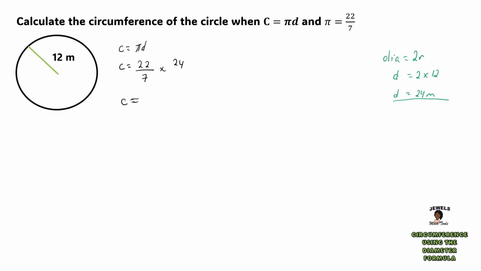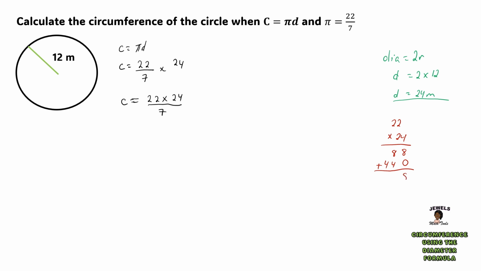So now I'm going to multiply my numerator times my numerator. So 22 is going to be multiplied by 24, and that would remain over my denominator of 7. Okay, so let's dive right into our calculations. So we have 22 being multiplied by 24. 4 times 2 is 8. 4 times 2 is 8. We'll add in a 0 and then begin multiplying by our 2. So 2 times 2 is 4. 2 times 2 is 4. Let's sum our digits together.